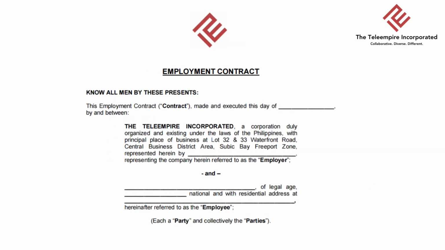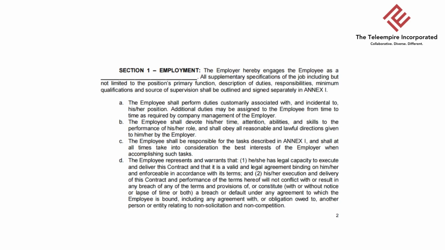On the first page of the contract, you will come across the following sections. The first line indicates the day you started working at Teleempire. The second line displays the name of our company president. The remaining lines, as shown in the attached picture in this video, will show your name, nationality, and your current address. We have now reached section number 1, Employment.